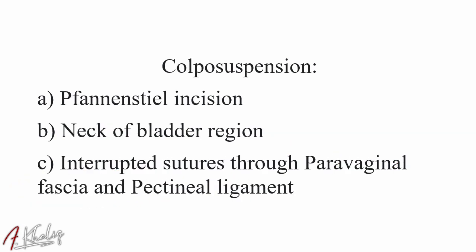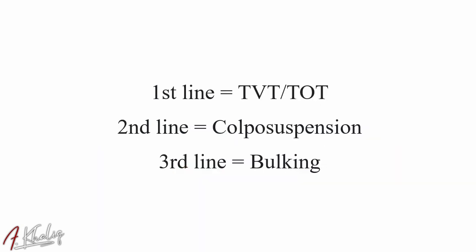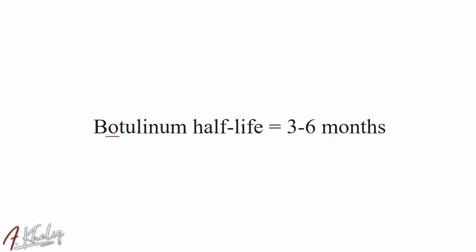In the colposuspension, you're going to give the Pfannenstiel incision. The region is going to be the neck of the bladder, and you're going to apply interrupted sutures through the paravaginal fascia and the pectineal ligament. In the first line, you're going to use TVTs and TOTs. In the second line, you're going to use the colposuspension, while in the third line, you can think about bulking of the region. The botulinum half-life is 3 to 6 months.